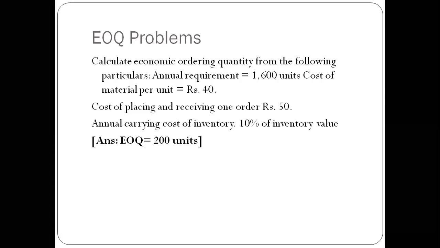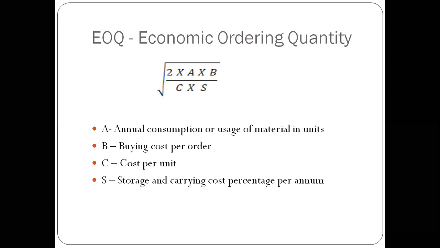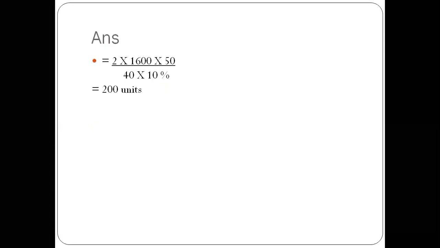Okay, you can see the slides and understand the answer for this. So 2 into 1600 into 50 divided by 40 into 10 percent, and the answer is 200 units. You have to write the root in the slide; I cannot write the root here. If you divide by this value, you get one answer, and if you take the root of it, that amount is 200 units. So 1600 is the annual requirement, rupees 50 is the cost of placing and receiving one order, 40 is the cost per unit, and 10% is the annual storage value. This is the normal formula for this.